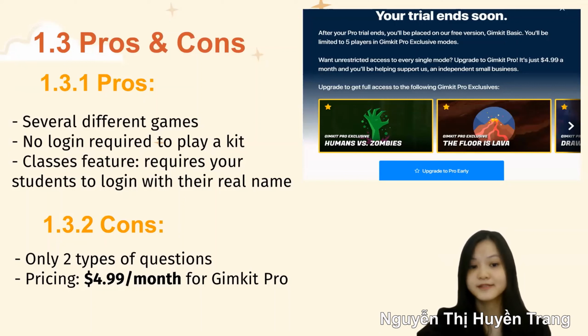How about the cons? As has been mentioned, there are only 2 types of questions, multiple choice and text input. For the pricing, please notice that after 14 days of using the trial of Gimkit Pro, you have to pay $4.99 per month to continue using the Pro version, or you will be placed on the free version that is Gimkit Basic.